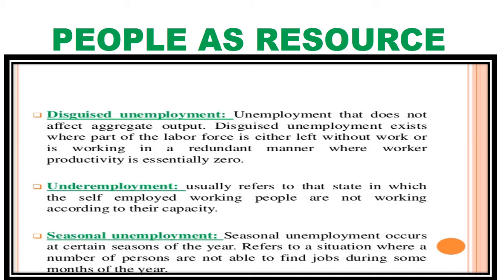Underemployment usually refers to the state in which the self-employed working people are not working according to their capacity. Seasonal unemployment occurs at certain seasons of the year. It refers to a situation where a number of persons are not able to find jobs during some months of the year, and seasonal unemployment is found mostly in agriculture.